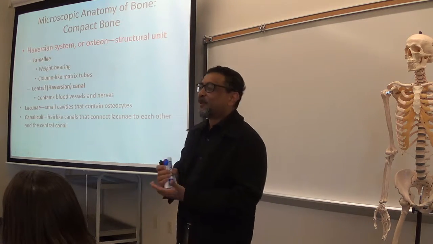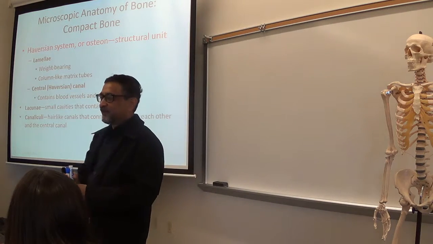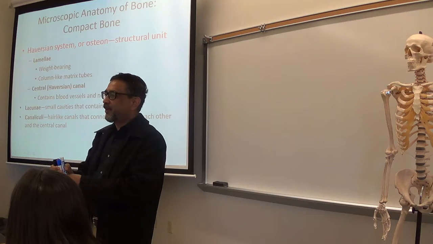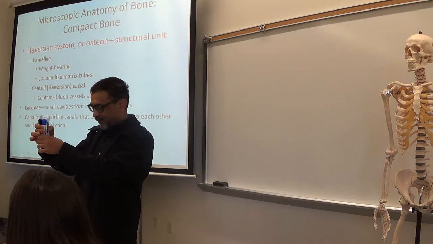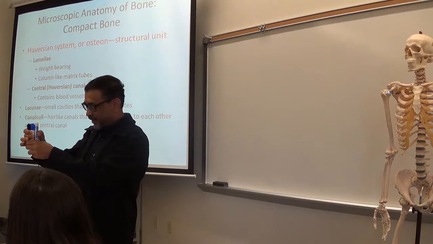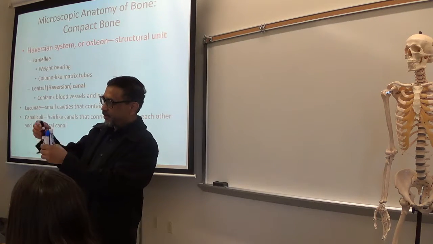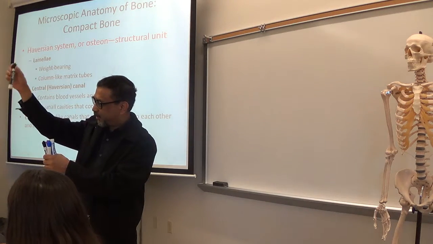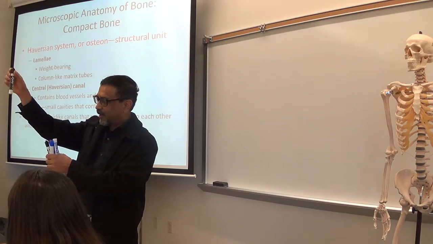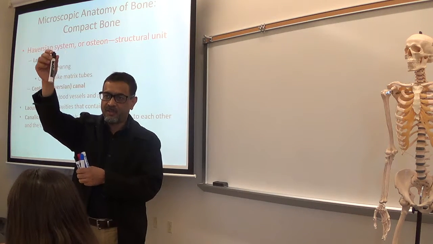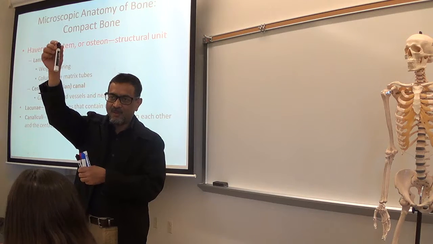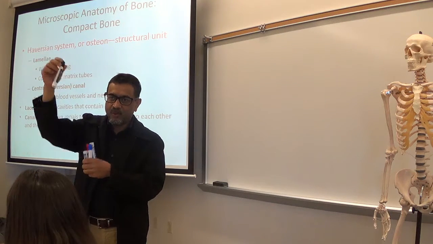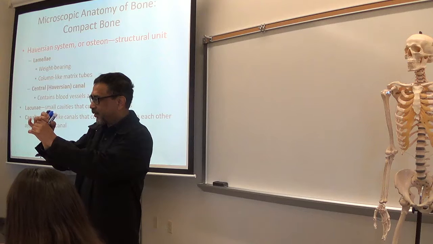So, the compact bone is formed by what? Bundle of columnar structures, right? Like this. And each columnar structure is the structural unit of the compact bone, and it is called the osteon. So this is what? An osteon. Is it clear? So many osteons are bundled together.